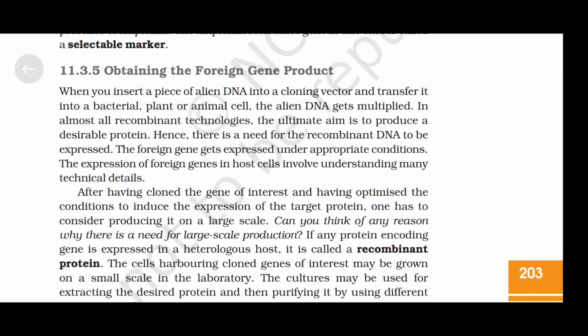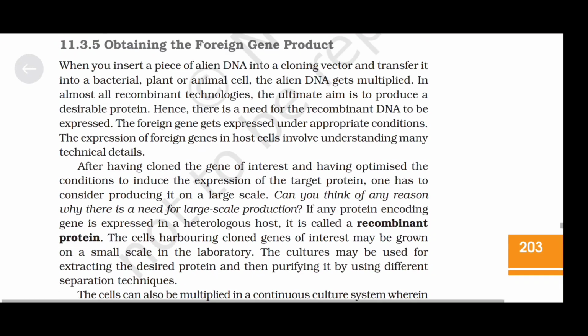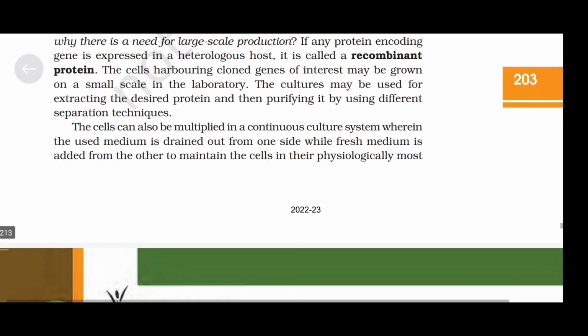After having cloned the gene of interest and having optimized the conditions to induce the expression of the target protein, one has to consider producing it on a large scale. Can you think of any reason why there is a need for large scale production? If any protein encoding gene is expressed in a heterologous host, it is called a recombinant protein. The cells harboring cloned genes of interest may be grown on a small scale in the laboratory. The cultures may be used for extracting the desired protein and then purifying it by using different separation techniques.